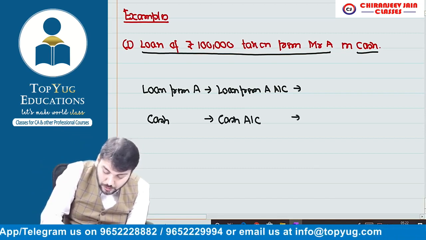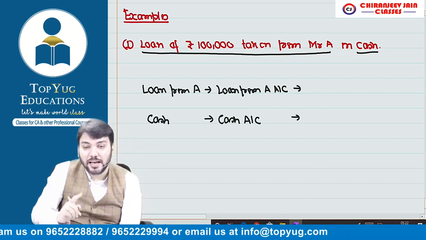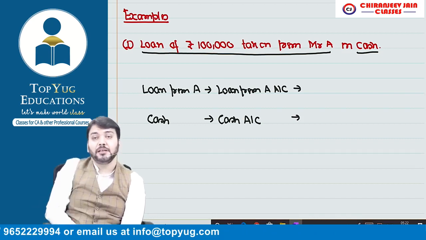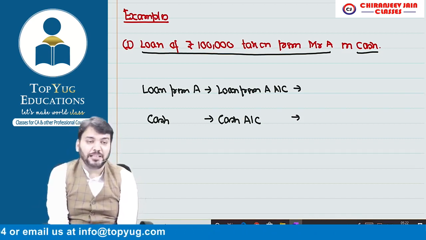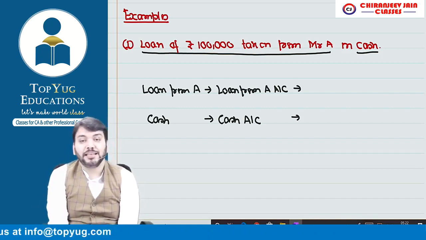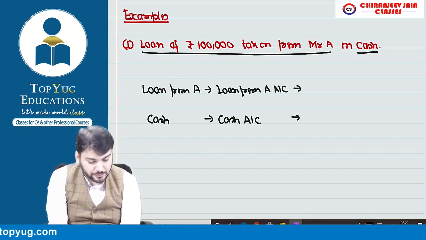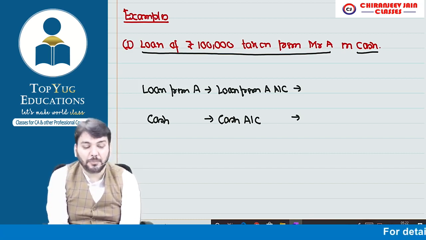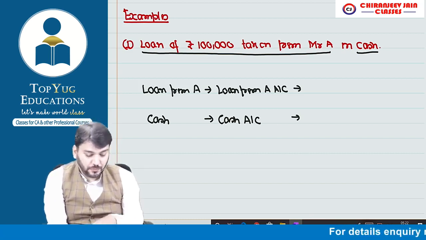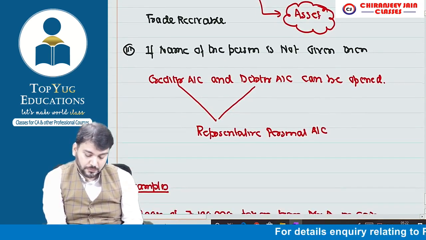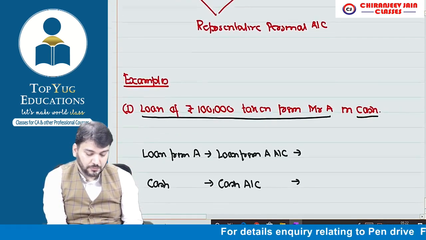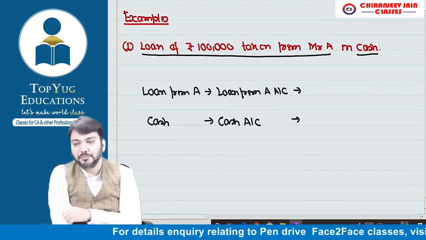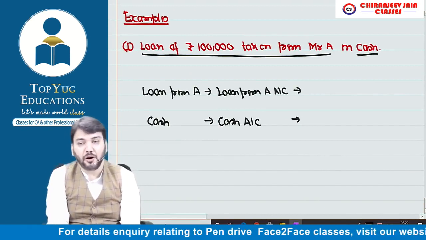Tell me, loan from A is an asset or liability? First tell me this. If you have understood, then you can tell me. It is an asset or liability. Loan from A is an asset or liability. First tell me this. I am coming to your doubt, Dimple, first let me finish this.